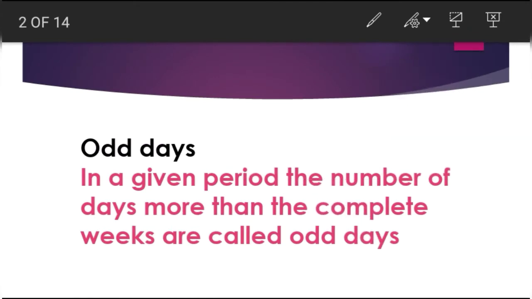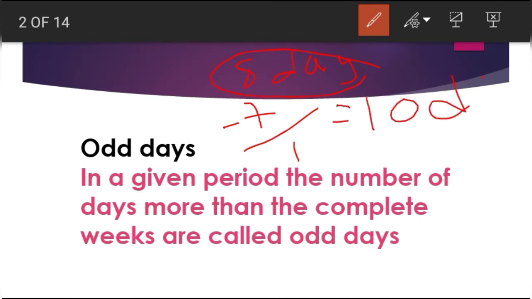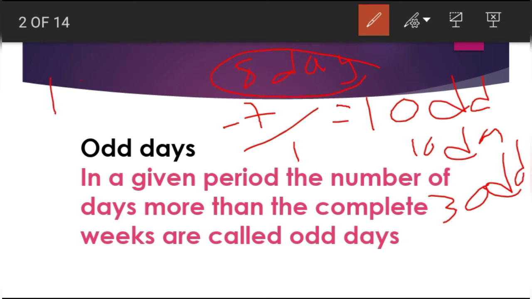Odd days. Odd days means extra days in a given period of time. For example, let us consider an 8 days period. Every week has 7 days, so 8 minus 7 equals 1. So 8 days has 1 odd day. Similarly, for 10 days, 10 minus 7 equals 3, so 3 odd days.